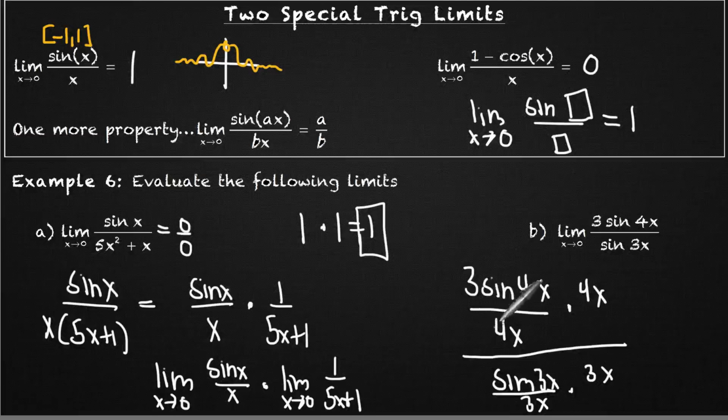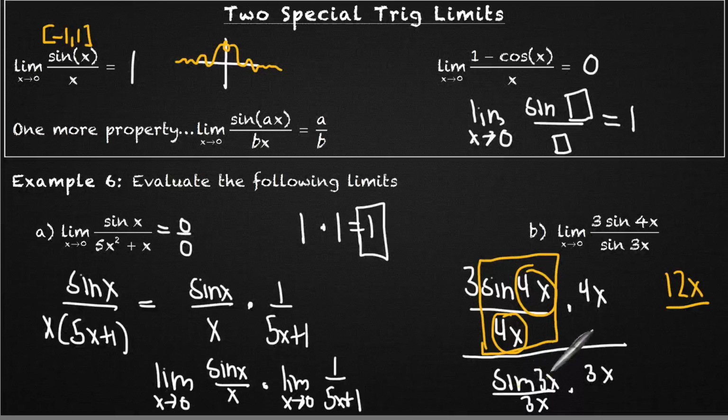Now, why did I do that? Because now I can use this property, sine of dog over dog equals 1. So I see that the sine of 4x over 4x, these two things are the same. So that limit's going to be 1 times 3 times 4x. So that's going to be 12x on the top. And then on the bottom, sine of dog over dog, these are the same. So that's going to be 1 times 3x, which is 3x. And then we can cancel off the x's, and we end up getting 4 as our limit.